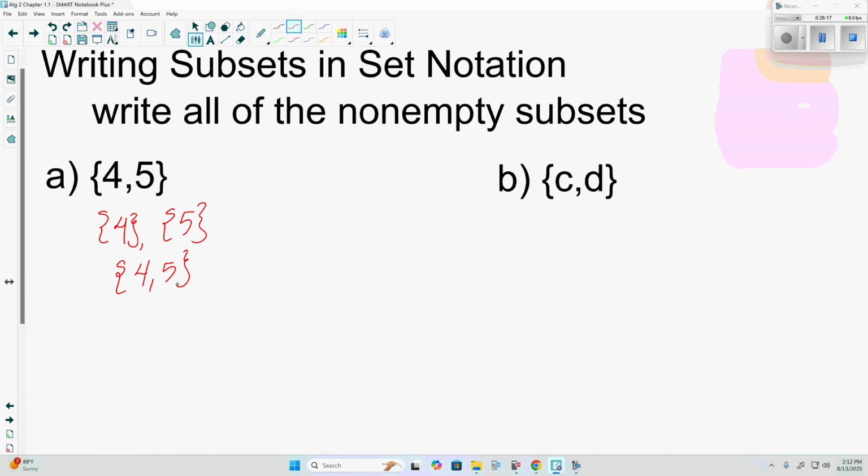We ready to look at the set {C, D}? Okay, so what would our subsets be? Set C, set D, and then the set {C, D}. Yep. If we have 2 elements, we're going to have 3 subsets. Yeah, if you're struggling to write those braces, that's fine. I think the way that helped them was to write an S and then a backwards S. Yeah.